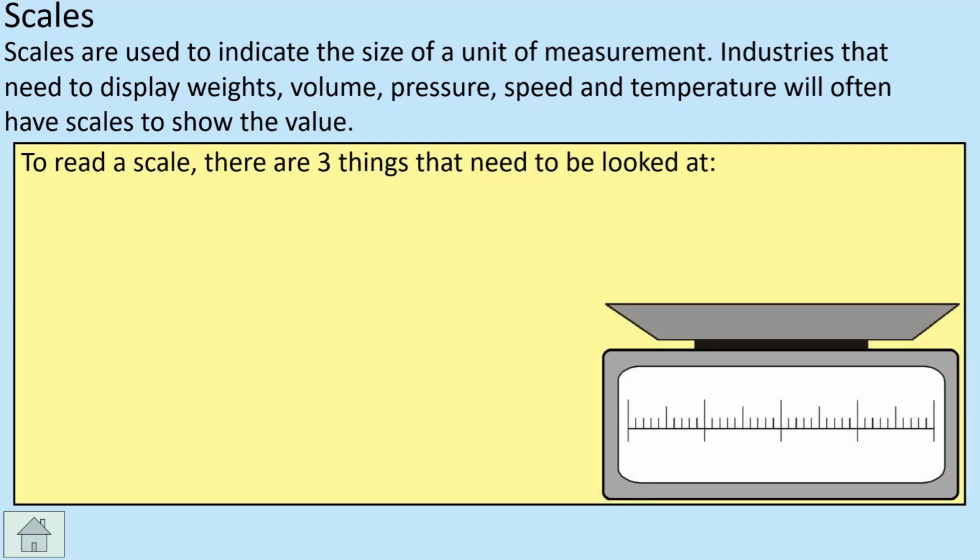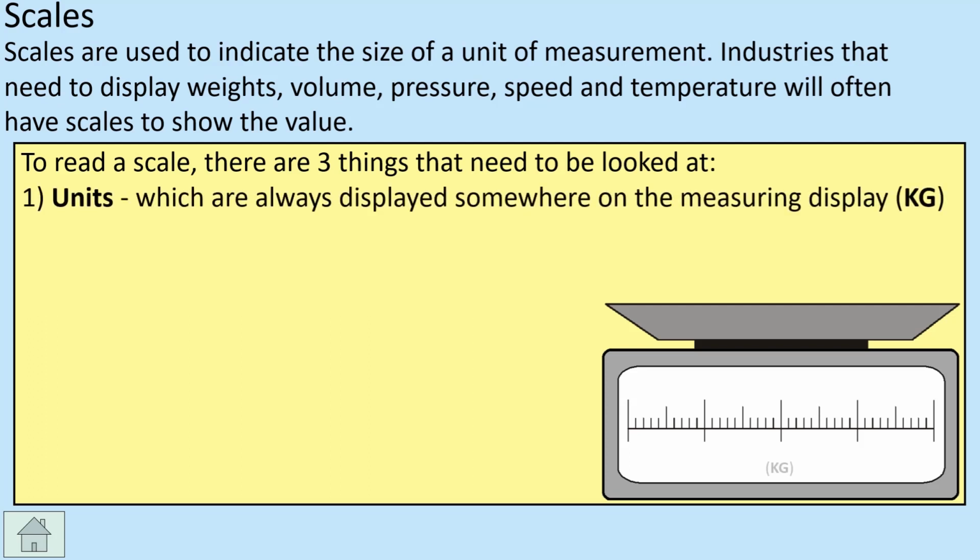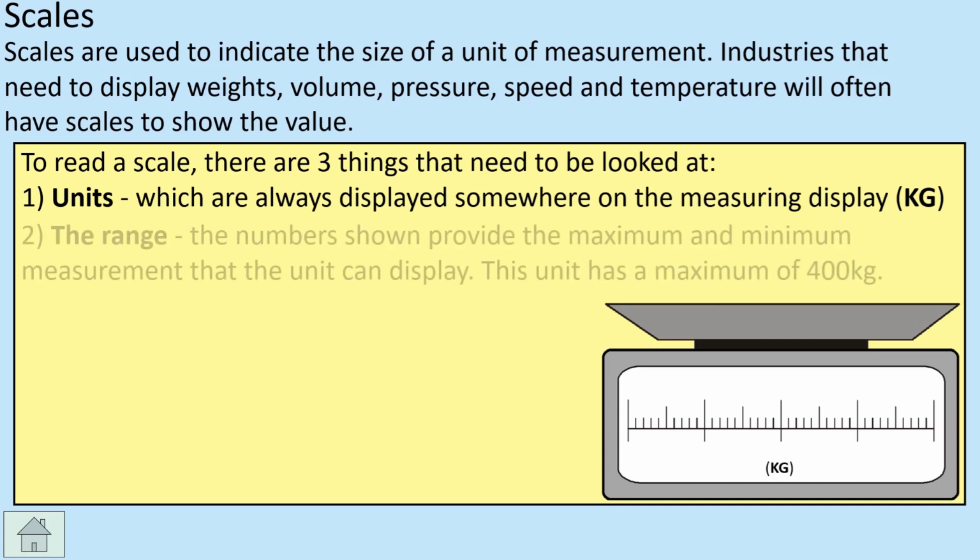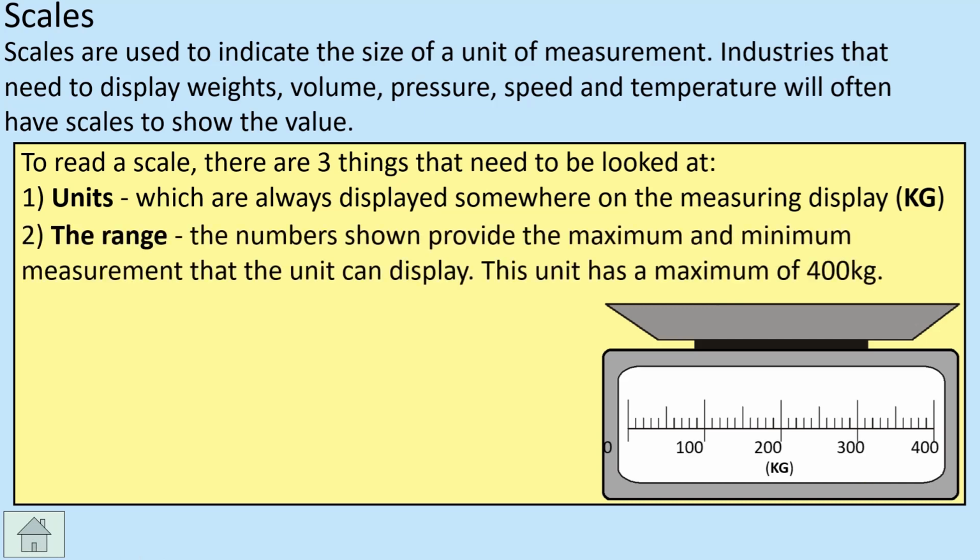Okay, so let's have a look at a scale here. To read a scale, there are three things that need to be looked at. Three particular things. The first one is of course the units, and they're normally shown somewhere on the scale. You can see from here, they're in kilograms, and then we need some gauge to give us the range between the beginning and the end, so we can identify what it is we're looking at. Without any numbers, it would be pointless, really.